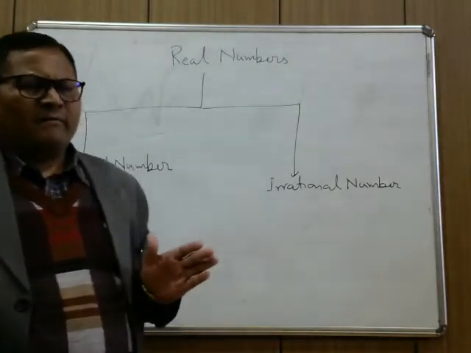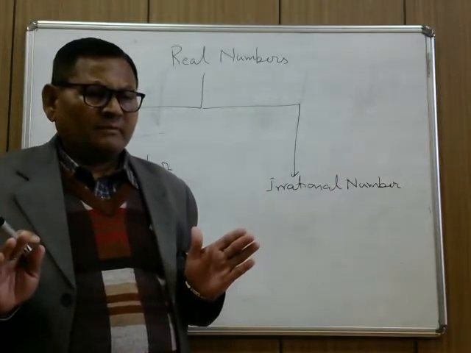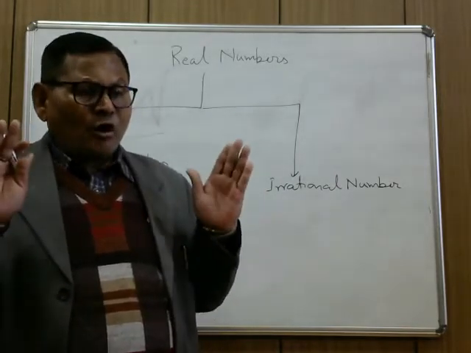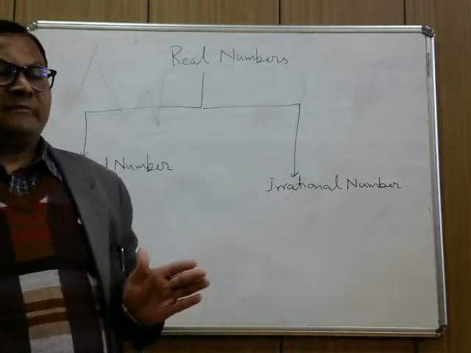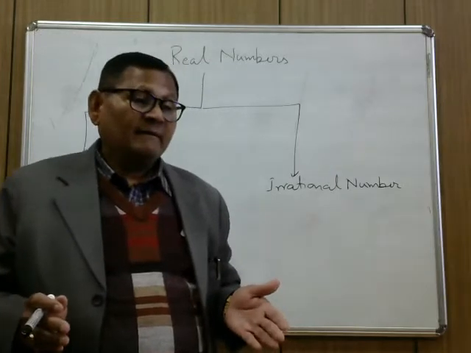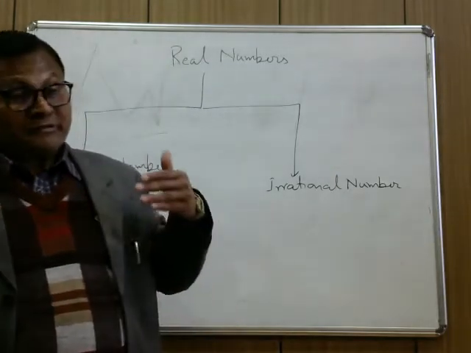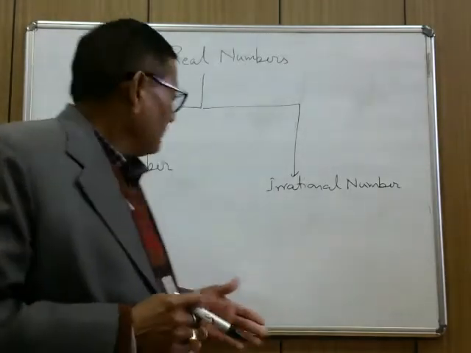Irrational number is defined as a non-repeating and non-terminating decimal numbers. In other words, you can say that a number which is not rational is an irrational number.